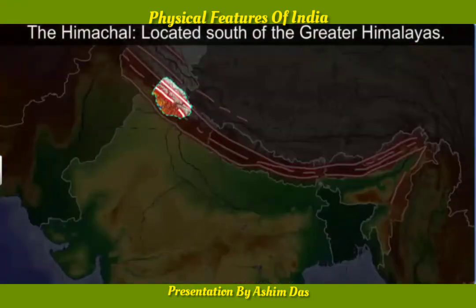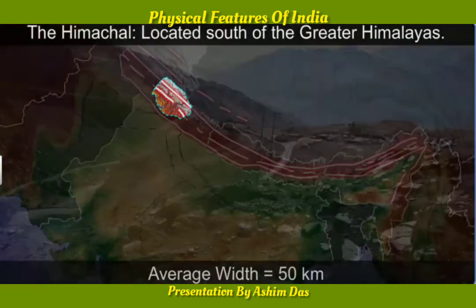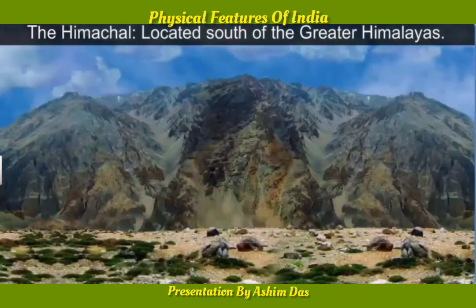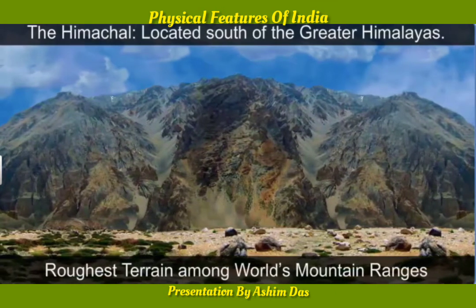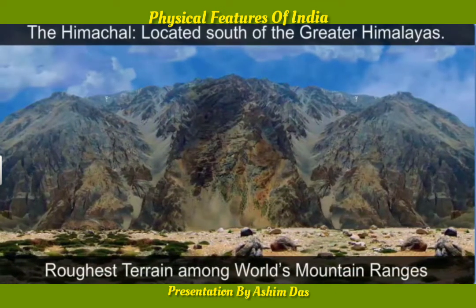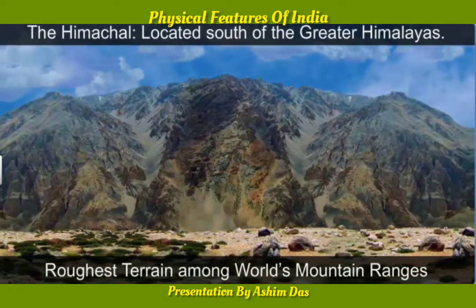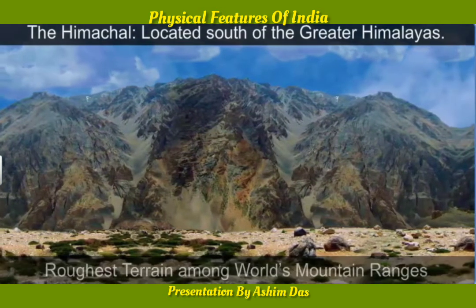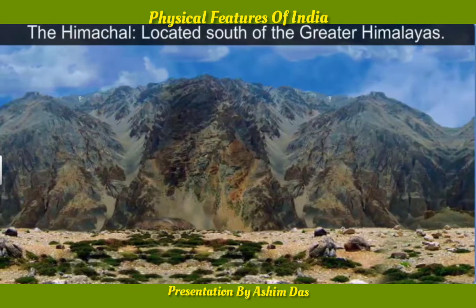This range has the roughest terrain among all the mountain ranges in the world. The terrain of the mountain range is composed of highly compressed rocks that have undergone considerable change in composition or appearance. In other words, the Himachal is made up of altered rocks.